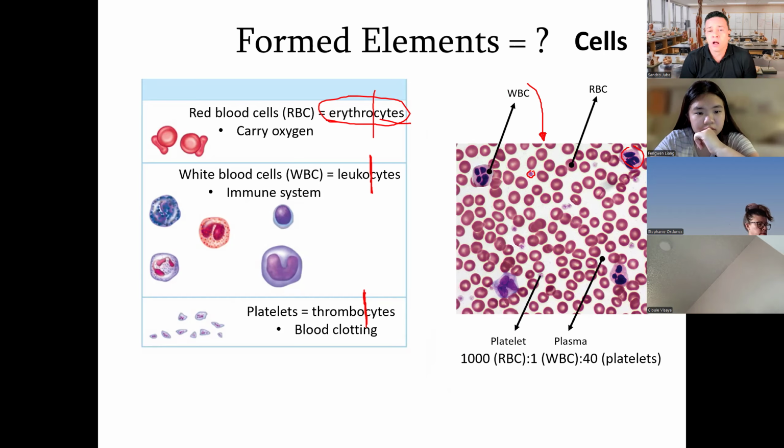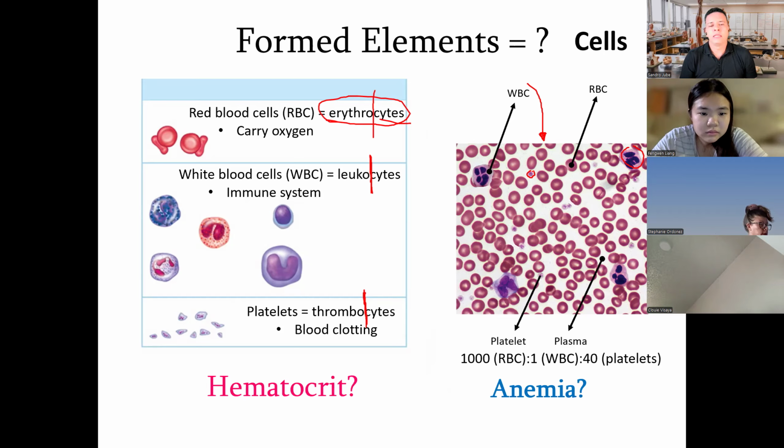Okay, so the ratio of red blood cells per white blood cell and platelet is 1,000 red blood cells for 1 white blood cell and 40 platelets. Okay, again, red blood cells are much, much more abundant.